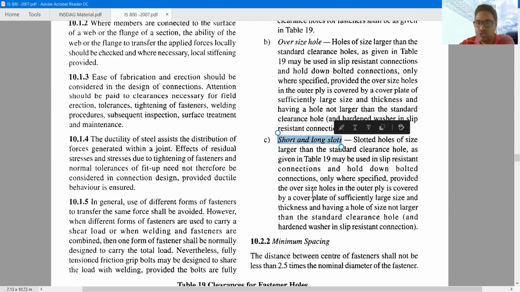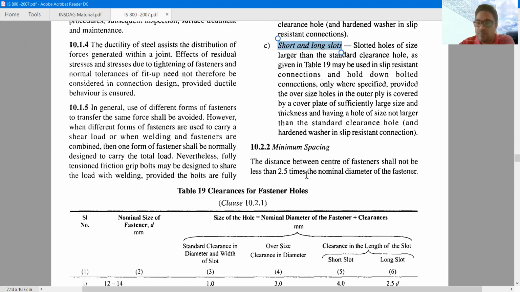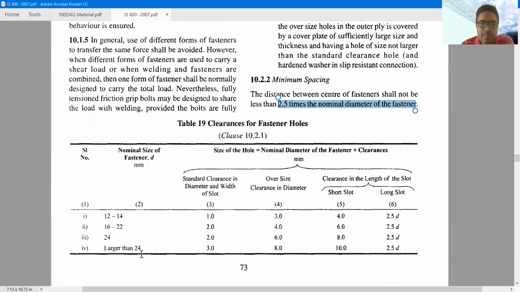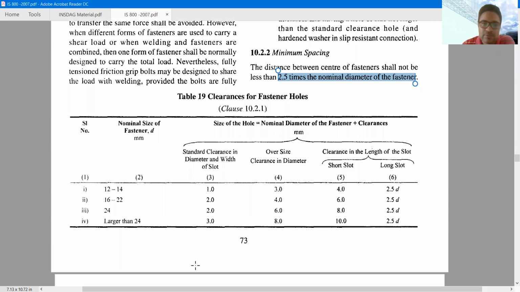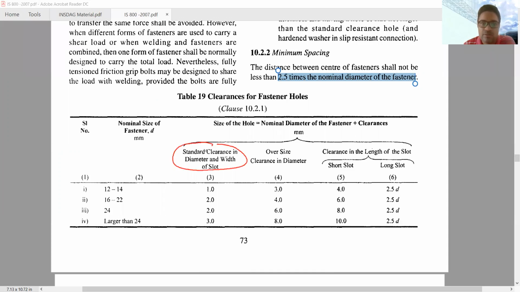Similarly, there are short and long slots. Then minimum spacing, which is about the pitch. Here it is mentioned that the minimum pitch is 2.5 times the nominal dia of the fastener. Here, fasteners in our case will be the bolt. So 2.5 times the dia of the bolt will be the minimum pitch. And in Table 19, you see the hole standards. Generally in our case we will be using the standard clearance hole.